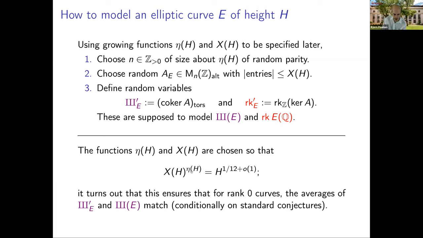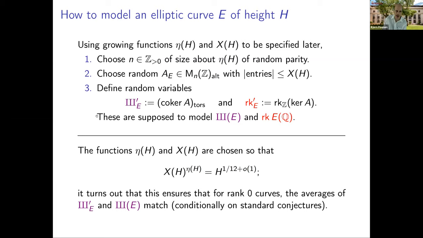Okay, so as I said, this calibration ensures that this model is giving you the right answers for the average size of these two groups, at least as E varies over rank zero curves. So now the model is completely specified. I've told you what these functions are; it doesn't really matter which functions you choose, it's really only this combination that matters. You choose some growing functions that satisfy this, and now you have this well-defined model.